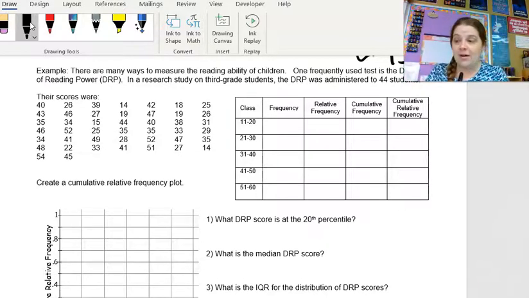Okay, 10 units wide. And then I would go through and I would do a little tally chart to get my frequency. Like here's a 40, tally mark. Here's a 26, tally mark. I need to see how many there are in those. Okay, I've already done that.